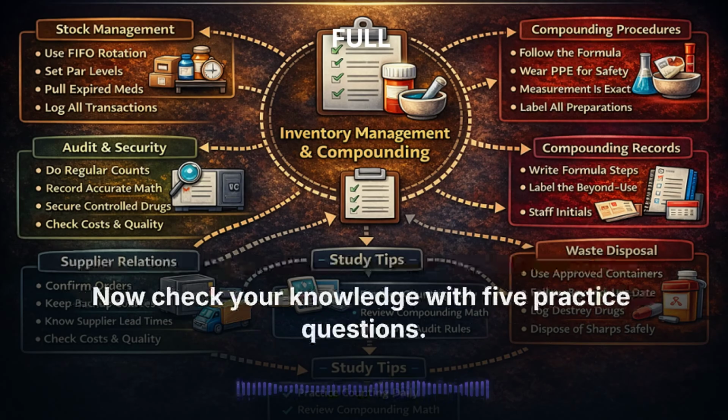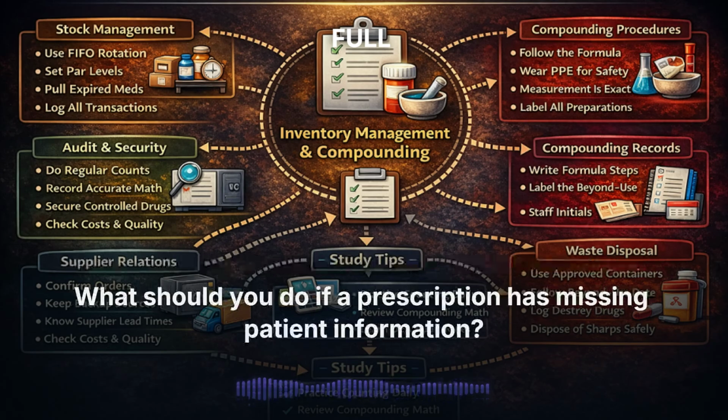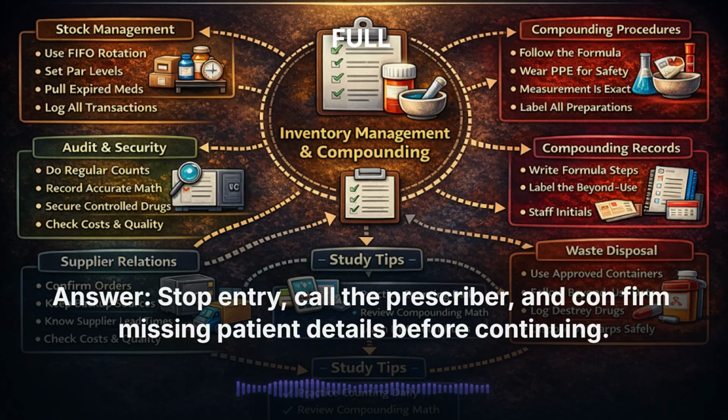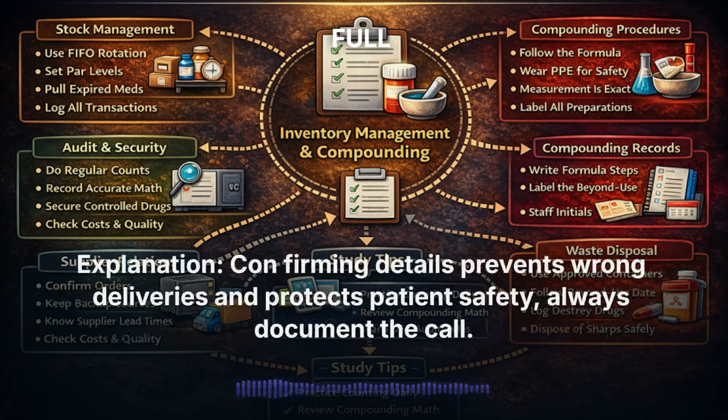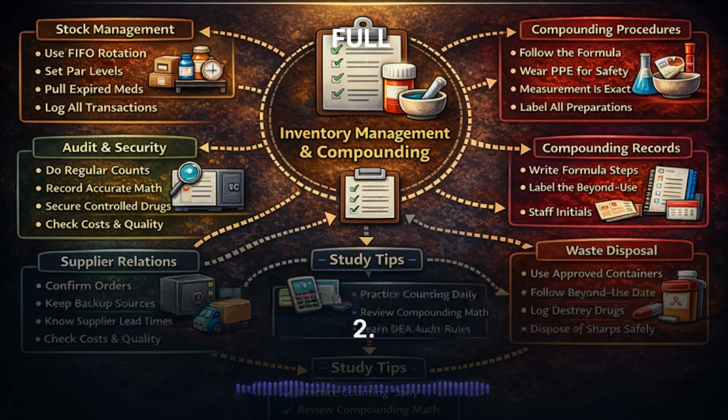Now check your knowledge with 5 practice questions. 1. What should you do if a prescription has missing patient information? Stop entry, call the prescriber, and confirm missing patient details before continuing. Confirming details prevents wrong deliveries and protects patient safety. Always document the call.